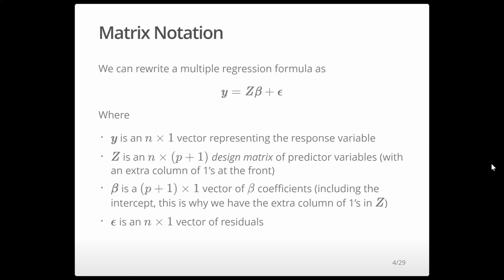So here we have bolded everything up. y is actually a vector. It's an n by 1 vector representing the response variable. Z is an n by p plus 1 design matrix. It's what we call a design matrix. It's the observations of the p predictor variables, and the first column is an extra column of all ones, and we'll see why that is. B is also a p plus 1 by 1 vector of beta coefficients. This includes the intercept, which is why, again, it's p plus 1. This is also why we have the extra column of ones in Z, which we'll see in a second. And then epsilon is just an n by 1 vector of residuals or error.